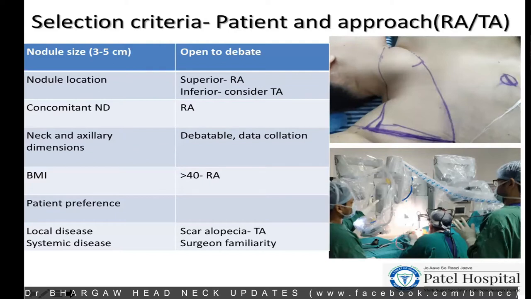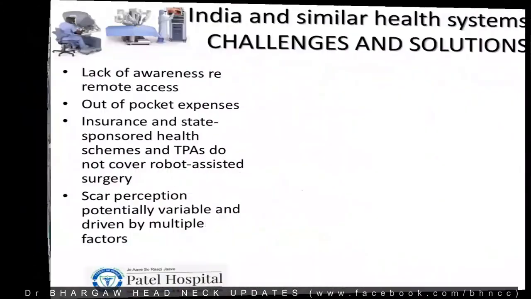There is some data emerging, and we're helping contribute to that, about neck and axillary dimensions dictating what approach you're going to use. Normally, a higher BMI would help us. The retroauricular approach would be slightly easier because you don't really have that anterior chest wall to get through. And if you have scar alopecia, then probably transaxillary is a little better. But at the end, it boils down to surgeon familiarity as to what we've been trained in.